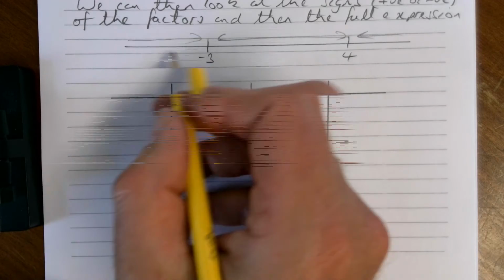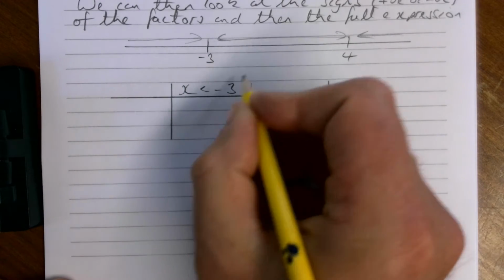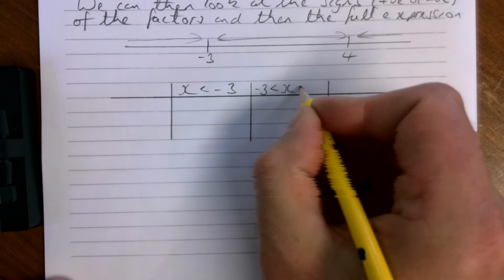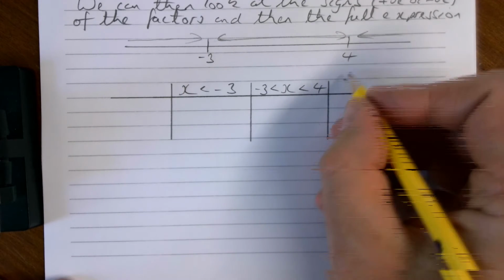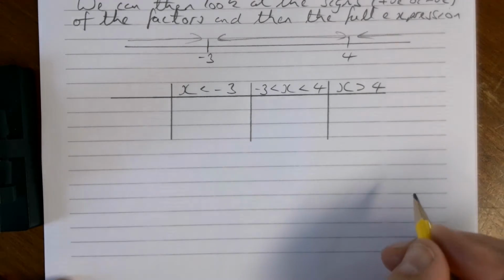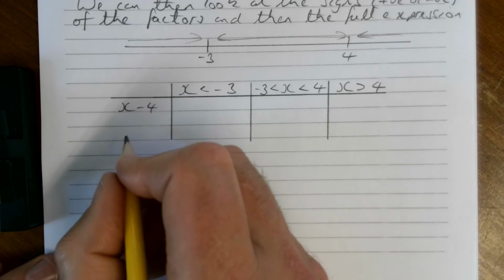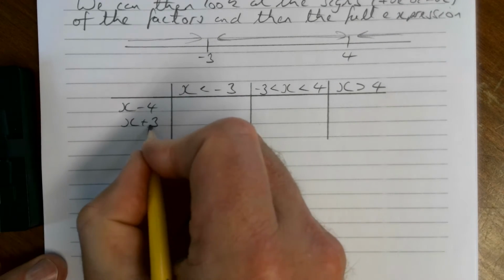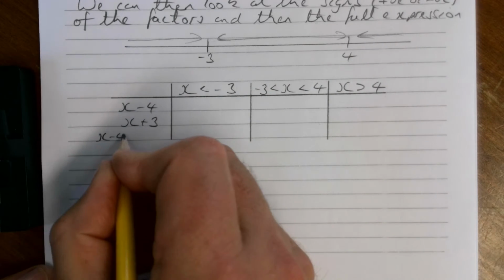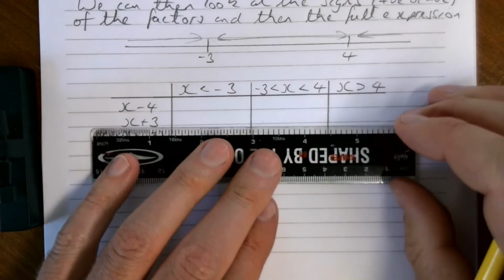So this section is where x is less than minus 3. This section is where x is in between minus 3 and 4. And this section then is where x is greater than 4. We look at our first factor, which is x minus 4. Then we're going to look at our second factor, which is x plus 3. And then we'll join them together and look at the whole thing, which would be x minus 4 times x plus 3.